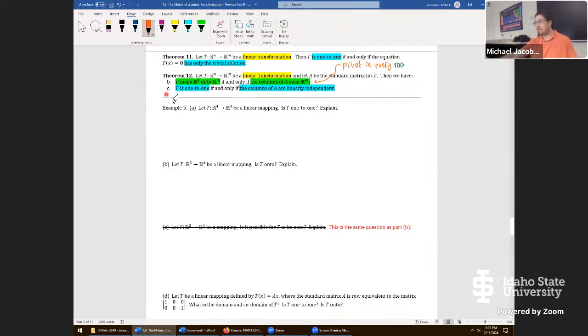Next one, if we're talking about T being a one-to-one mapping, the columns of the standard matrix have to be linearly independent, but we can boil that down to just saying there's a pivot in every column. So really powerful theorems, and all the linear algebra just boils down to where the pivots are. In other words, row reduction is going to identify everything for us.